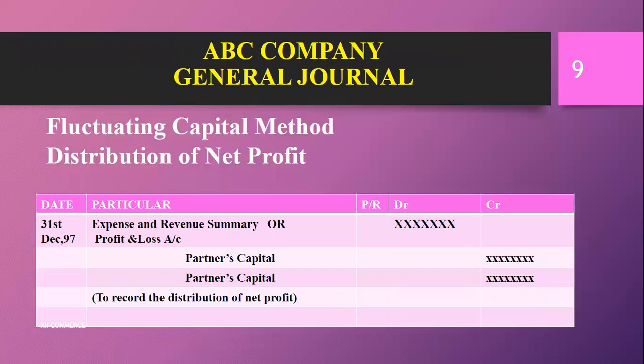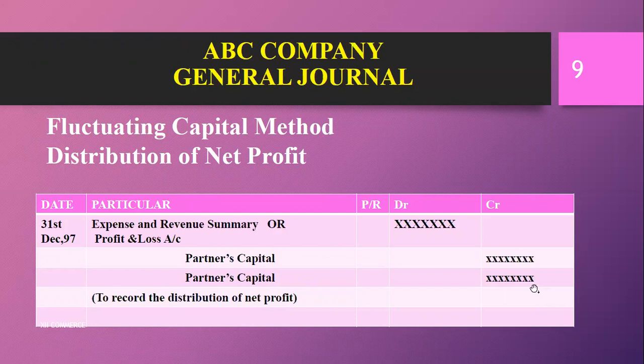We have journal entries for the fluctuating capital method and the fixed capital method. We have two ways to record the net profit and net loss. If in the question the method is not mentioned, then you have to prepare the journal entry by both the methods, by fluctuating and by fixed, both the methods.